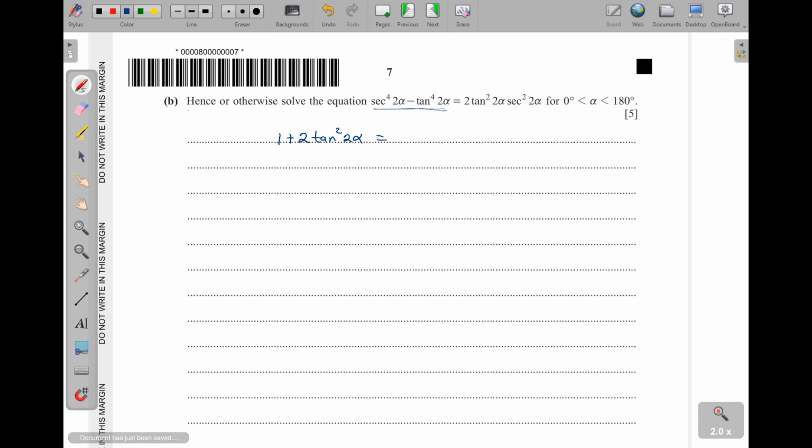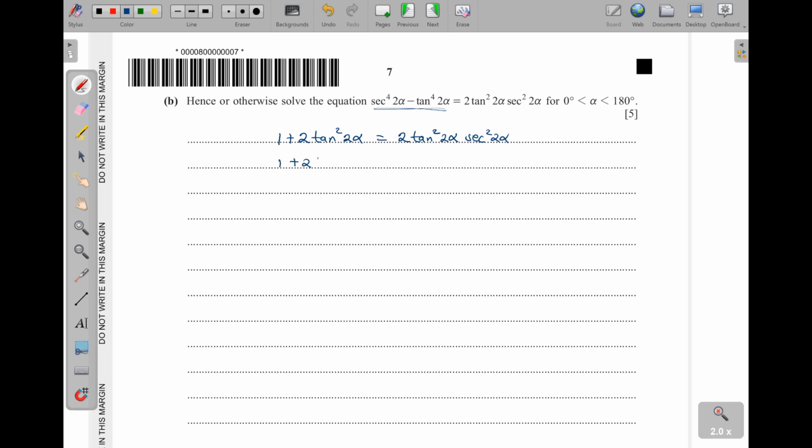Okay, they have said "hence", so I'm using the "hence", not the "otherwise". Otherwise, you can start from whichever you want, but "hence" means begin from where you have stopped. Find a way of applying what you have gotten into this other one. So we have 2, then tan squared 2 alpha, sec squared 2 alpha.